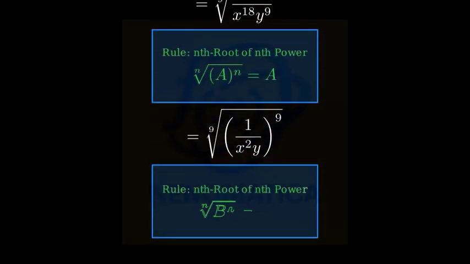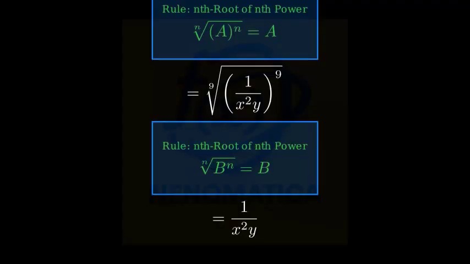Finally, we use the property that the nth root of a value raised to the nth power gives us the original value. So, the 9th root of 1 over x squared y, all raised to the 9th power, simplifies to 1 over x squared y. And this matches our expected result, confirming that our solution is correct.